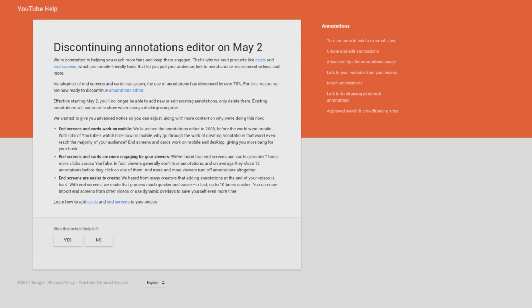So I just noticed that annotations are going away on May 2nd. They are discontinuing annotations on YouTube. And this is not a huge problem if you don't use them, and frankly they don't work on mobile either, so I can see why they are removing them. However, YouTube should consider making cards linkable.